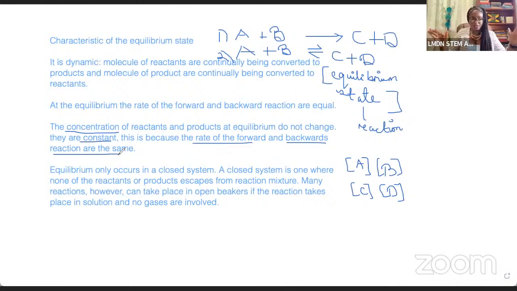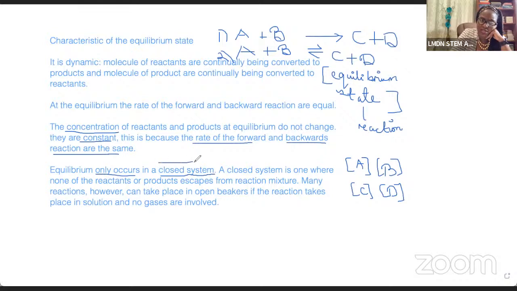It's constant. The concentration is not changing, right? So then finally, equilibrium only occurs in a closed system.